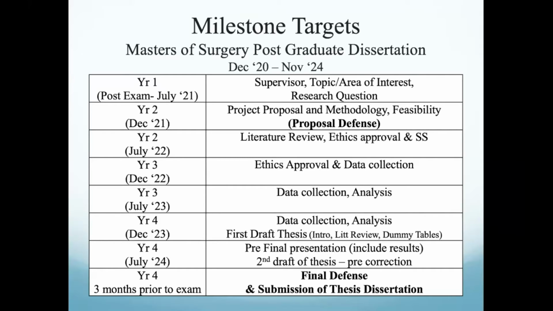So in your case, your exams will be tentatively in November 24. The thesis defense will be somewhere in August, September of 24. So you have to have your final thesis and defense ready by somewhere in about June, July, August of 2024. And this is the milestone targets for a general surgery master's candidate who has started in December 2020. Of course, it varies a little bit in ped surgery and neurosurgery, which will be handled by your own postgraduate coordinators.